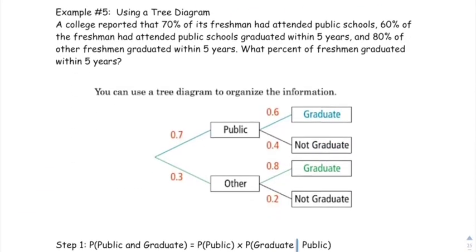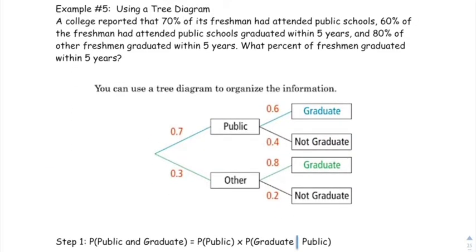Okay. For the next few, we can use a tree diagram to help ourselves out with this next one here. So a college reported that 70% of its freshmen had attended public schools. 60% of the freshmen had attended public schools and graduated within 5 years. 80% of the other freshmen graduated within 5 years. What percentage of the freshmen graduated within 5 years?